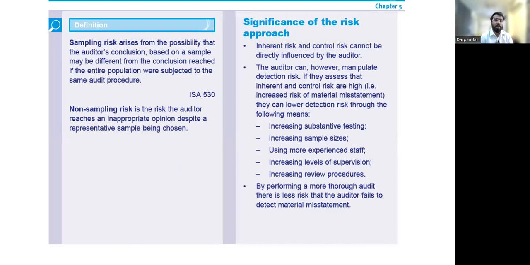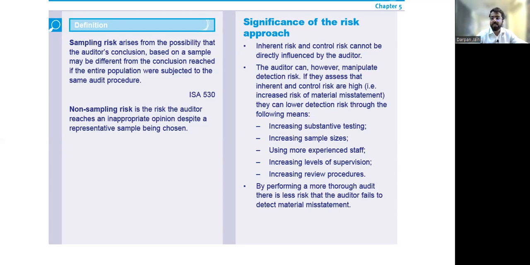Sampling risk arises from the possibility that the auditor's conclusion based on a sample may be different from the conclusion reached if the entire population was subjected to the same procedure. It is the possibility that the conclusion you're drawing based on the sample of transactions may be different from the conclusion you would have reached if the entire population was subject to the same audit procedure. If the conclusions might be different, then there's a sampling risk, a risk that you are giving a wrong opinion.